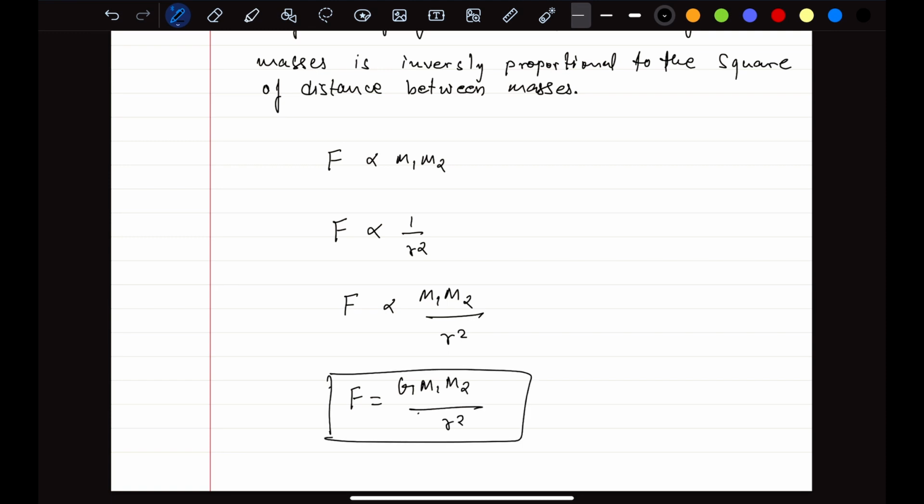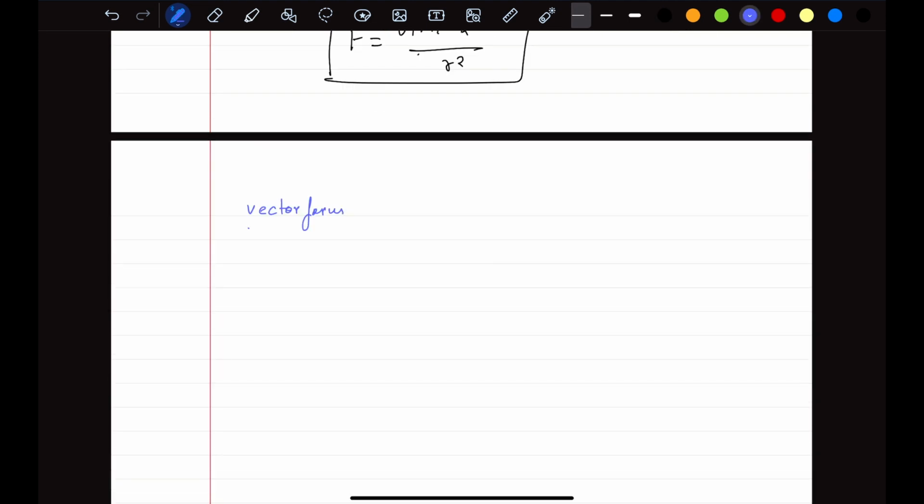This is the force acting between these 2 point masses. This is just a magnitude. Now let's write it down in vector format. Again, I am going to take these 2 point masses. This is m1, another is m2. Let's find out the force on 1 due to 2. I will denote it by F12.